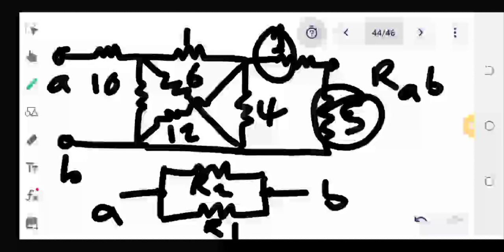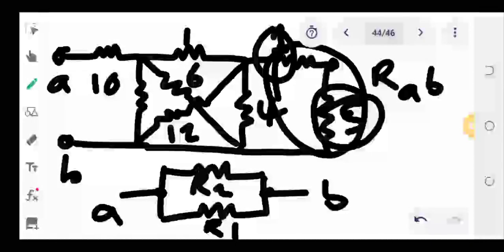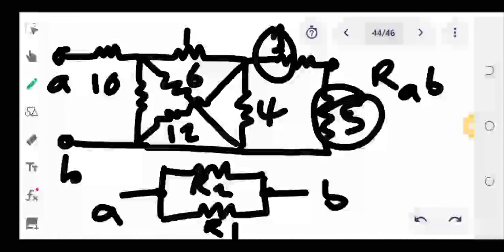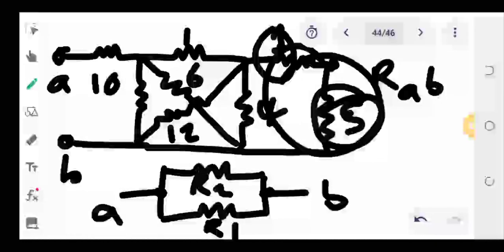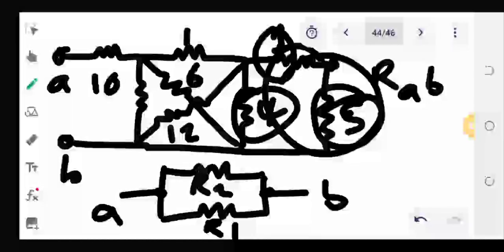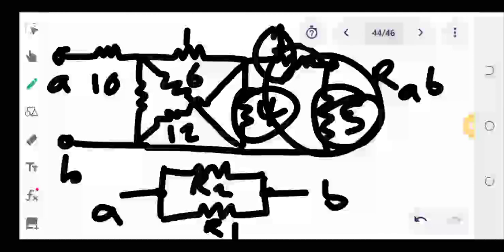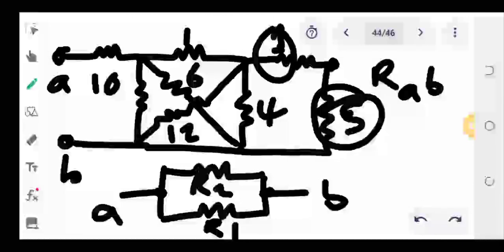We will create a single resistor here. Now this single resistor that we are going to get will be in parallel with a 4 ohm resistor, as you can see. So it will be in parallel with a 4 ohm resistor.